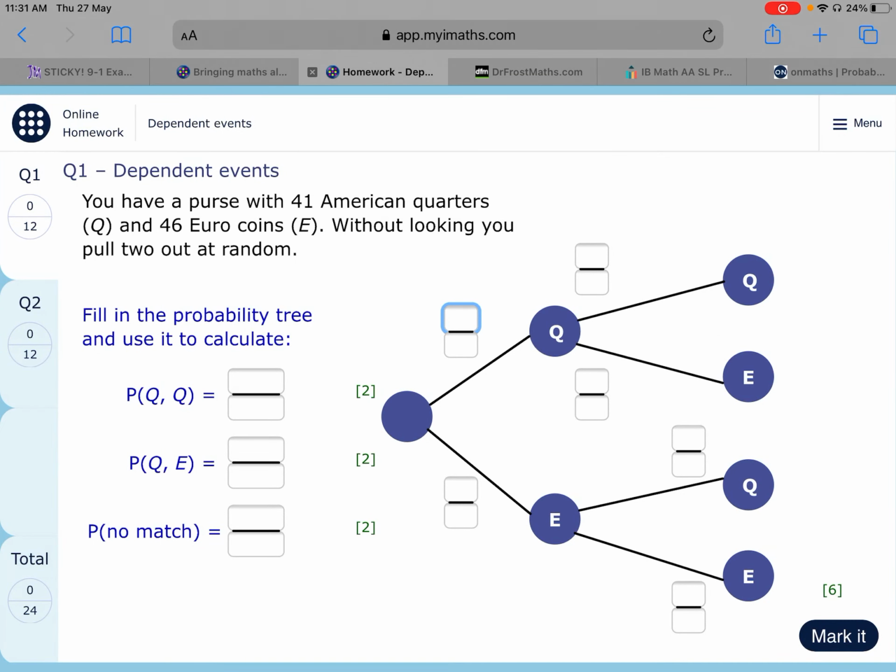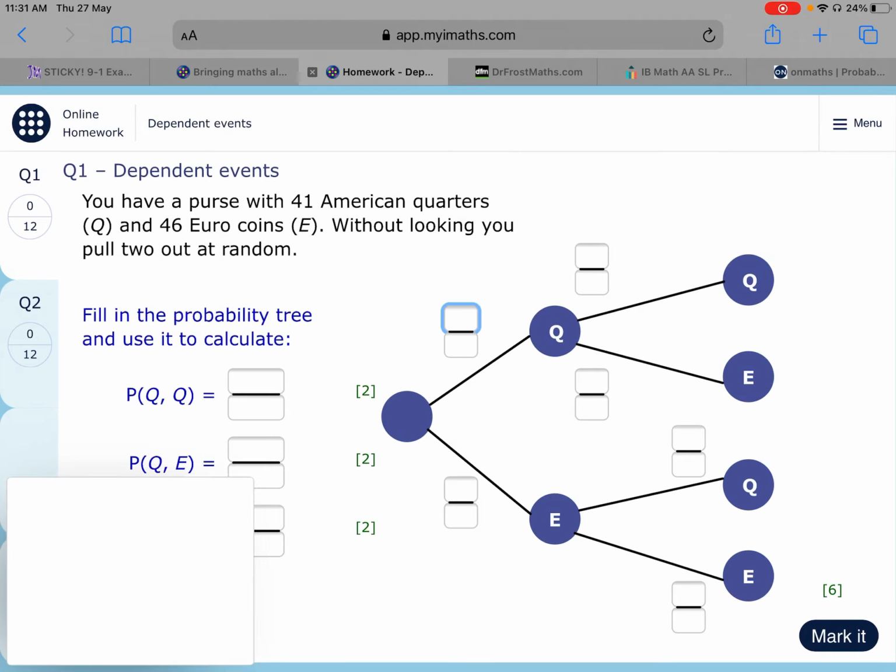Hello, so we'll do the dependent events task and show you all what you were getting confused at. So we have a tree diagram and we have a purse with American quarters, which is Q, and 46 euro coins, which is E. So you can either choose the quarters or the euros out of the bag, and you pull out two at random. It says fill in the probability tree and then use it to calculate the answer.